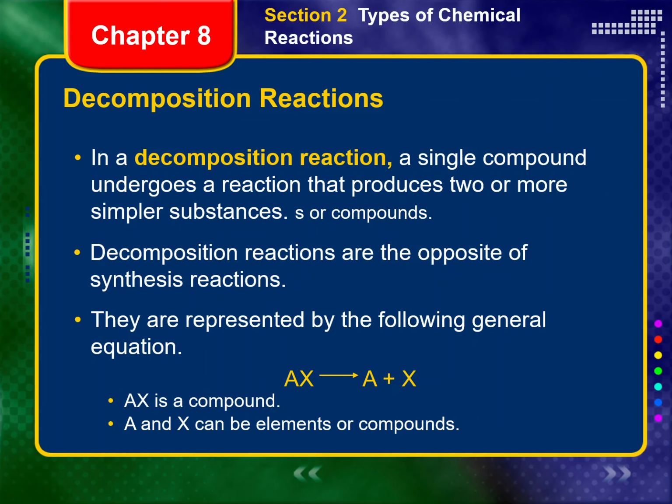Most decomposition reactions take place only when energy in the form of electricity or heat is added. Examples of several types of decomposition reactions are given in the following sections of the course.